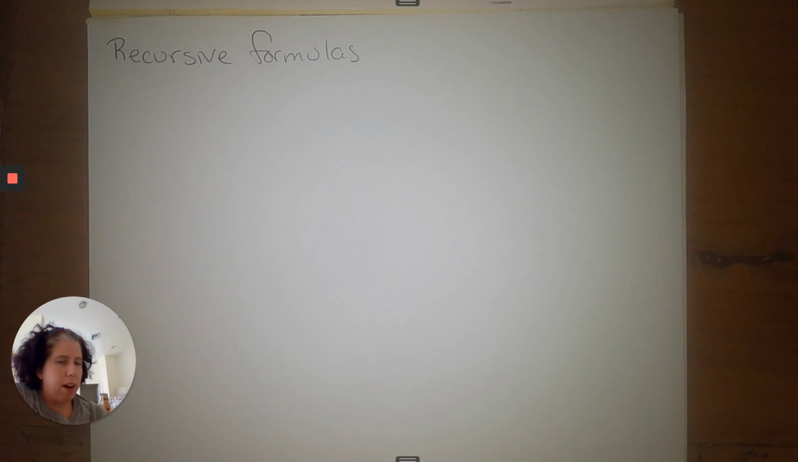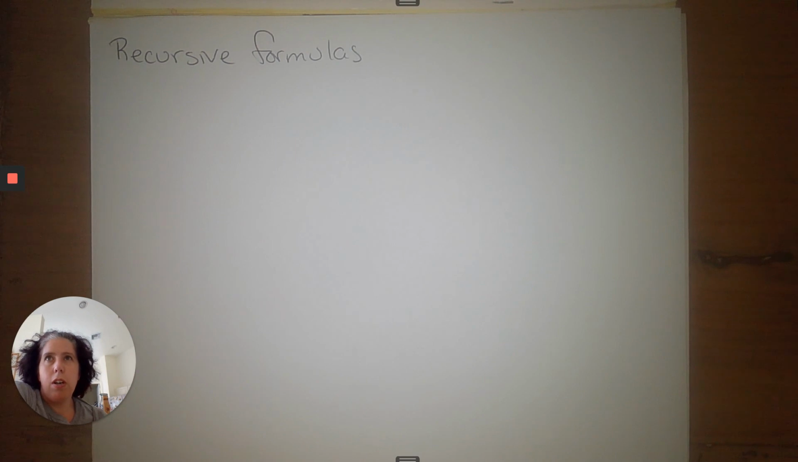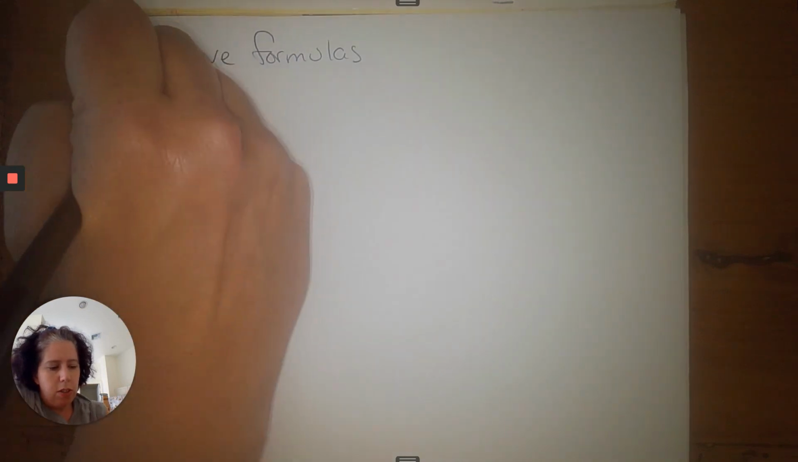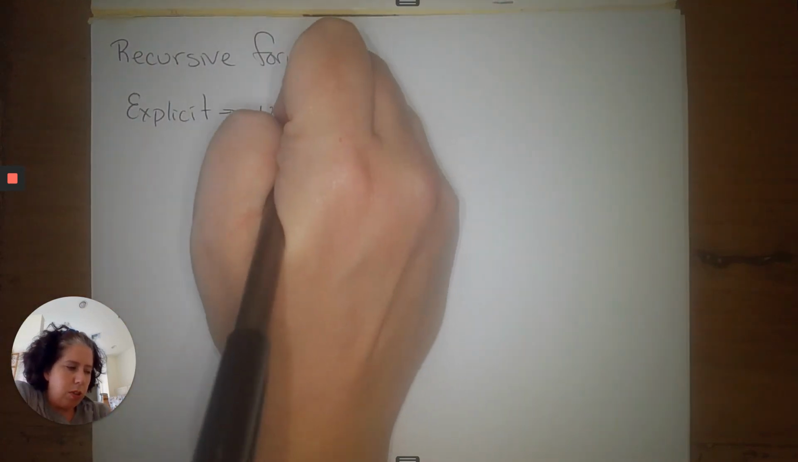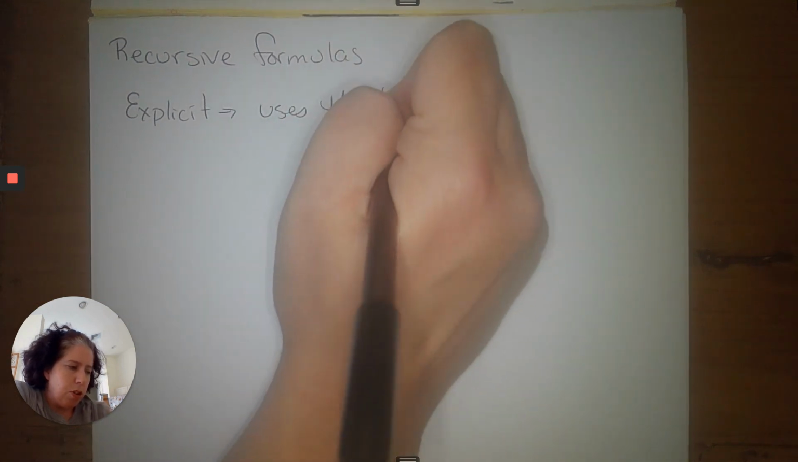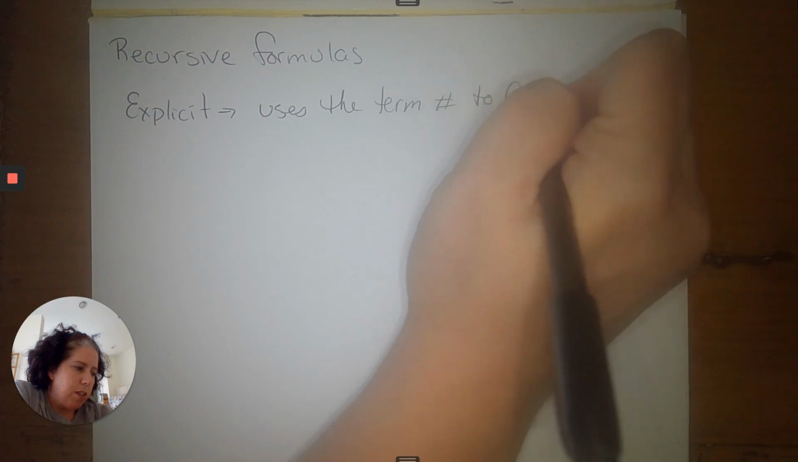All right, we're going to talk about recursive formulas. What we were doing on Monday and Tuesday, and last week, were explicit formulas. The difference in an explicit formula is that it uses the term number to find a term.